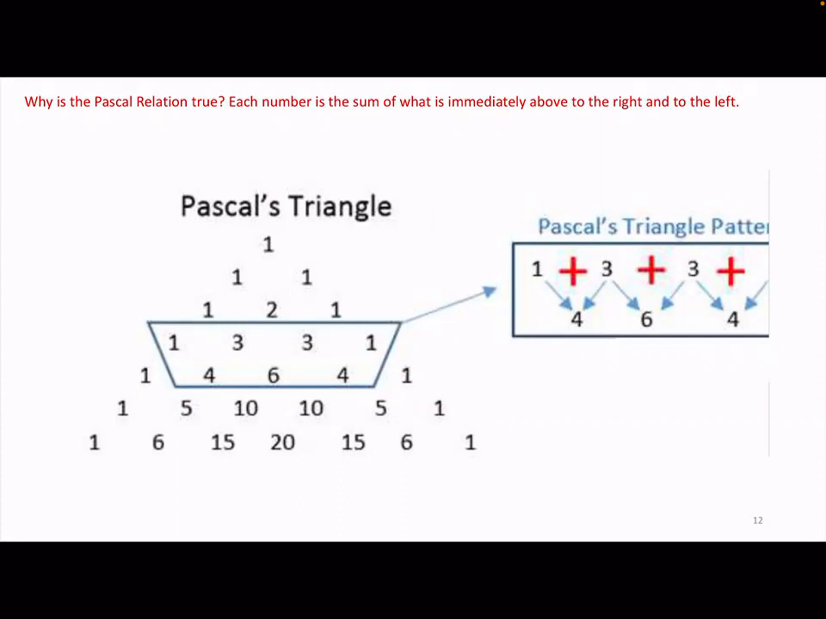So our third row is the 1, 3, 3, 1. The fourth row is 1, 4, 6, 4. And you can see the 1 plus 3 gives 4, the 3 plus 3 gives 6. So how do we prove this?